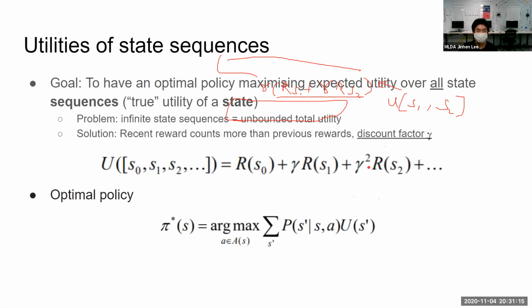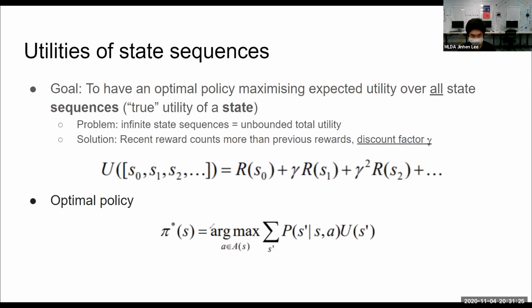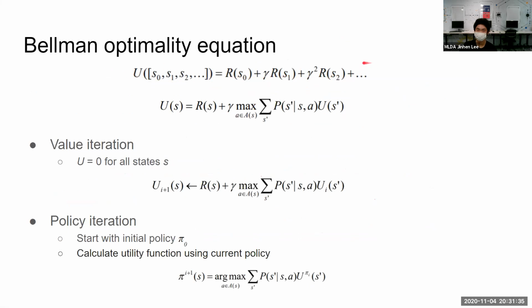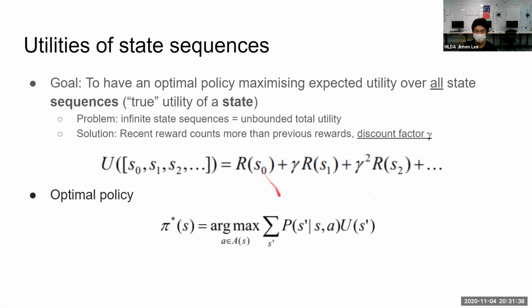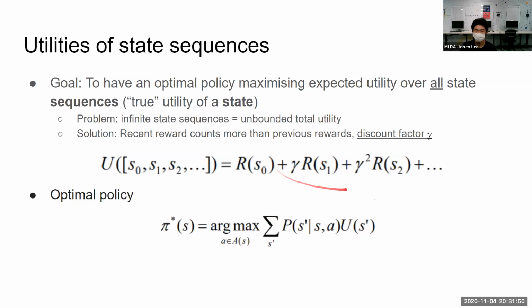So the utility, which is what you're trying to maximize the expected value of, is U of S equals the max of the expected utility. Here it is just this form, which is similar to this.